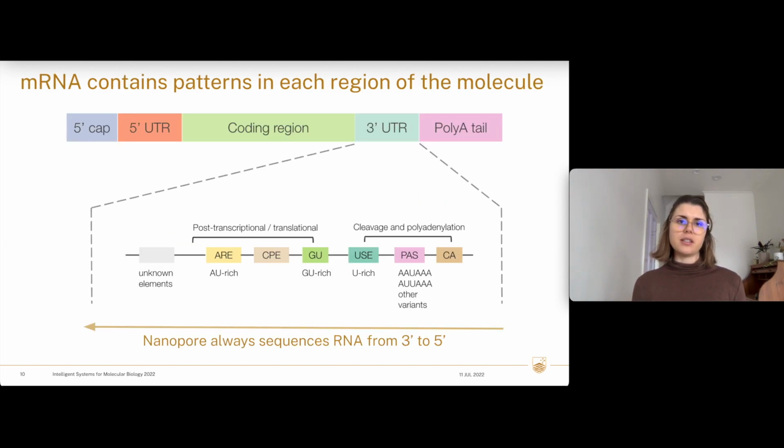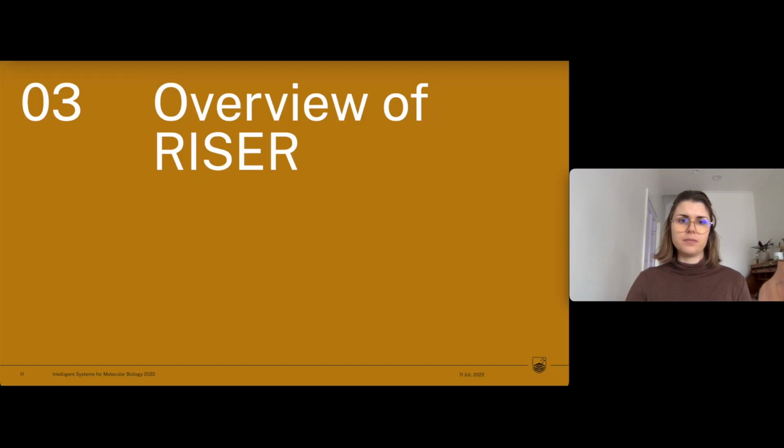The biological insight that sparked the idea for this project was that in terms of nucleotide sequence, messenger RNA contains patterns in each distinct region of the molecule. Importantly, Nanopore always sequences RNA from the 3' to the 5' direction. And so this is what gave us the idea that there could be an opportunity to exploit these patterns to determine in real time whether the molecule being sequenced is mRNA or not.